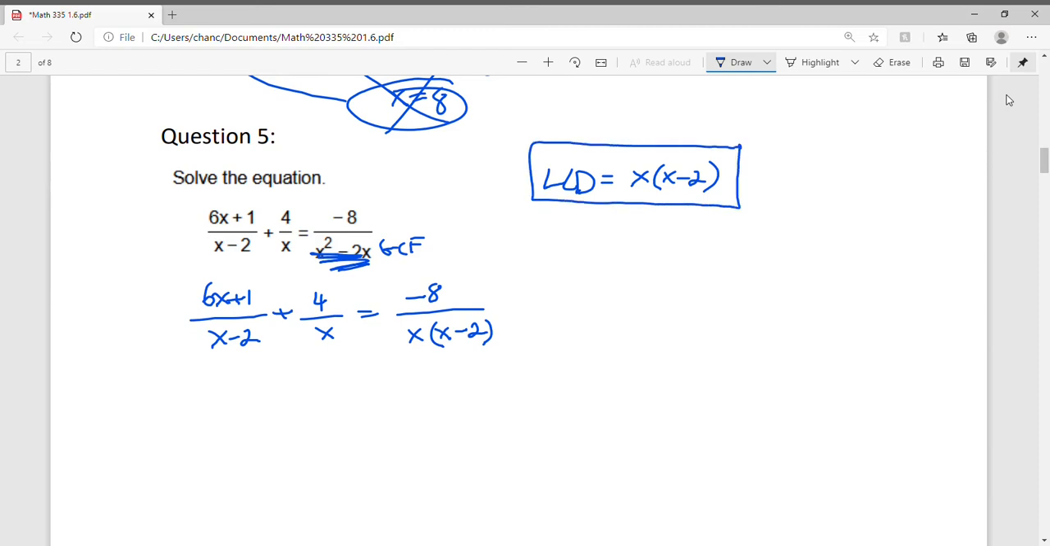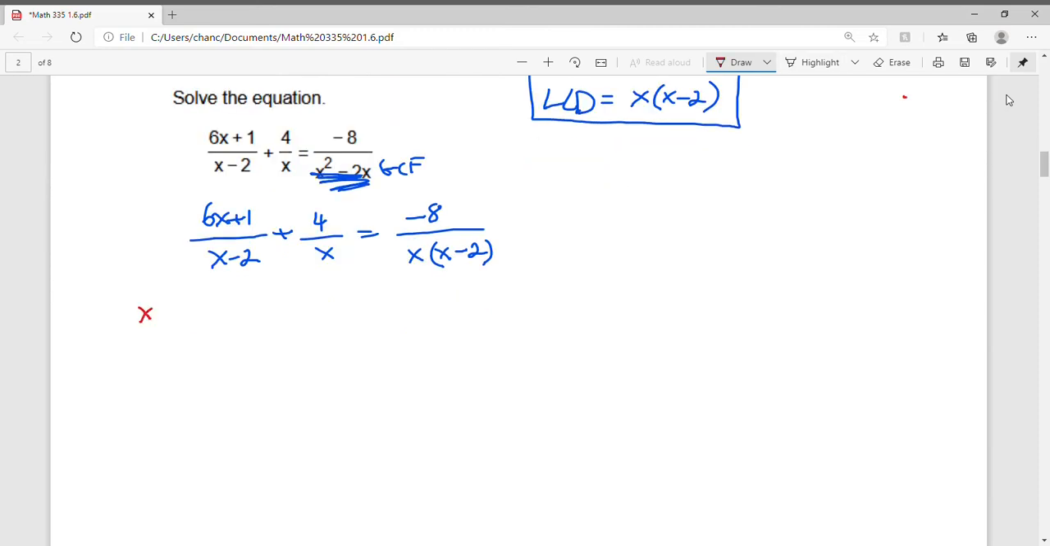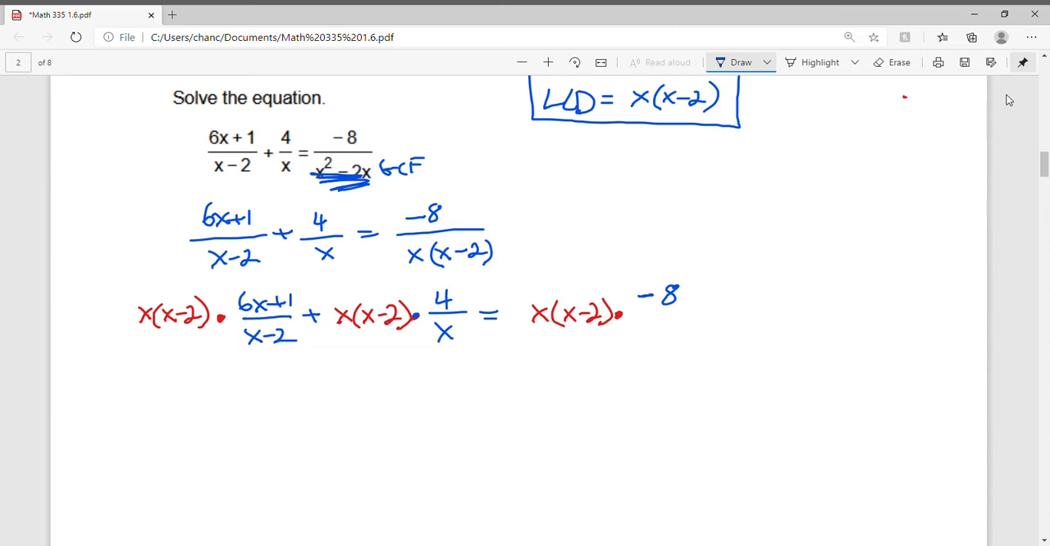This is our LCD. We have x minus 2 times the first term, x minus 2 times the second term, and x minus 2 times the third term. So we have x times x minus 2 times 6x plus 1 over x minus 2 plus x times x minus 2 times 4 over x. And finally, we'll multiply it by the last term. There's a negative here, so be careful with that negative.